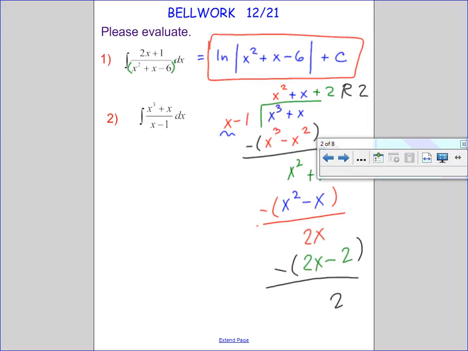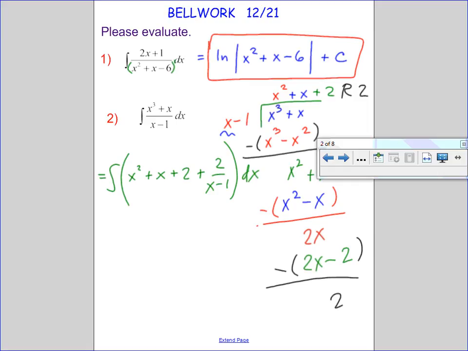Why was that useful? Well, now I can rewrite the integrand rational expression as x squared plus x plus 2, and then plus 2 over x minus 1. Right? I can rewrite that now as a sum or difference of individual terms, each of which I have a rule for. So I didn't have a rule for the original, but now I do have a rule. So let's go ahead and rewrite that. I'm going to get the integral of x squared plus x plus 2 plus 2 over x minus 1.